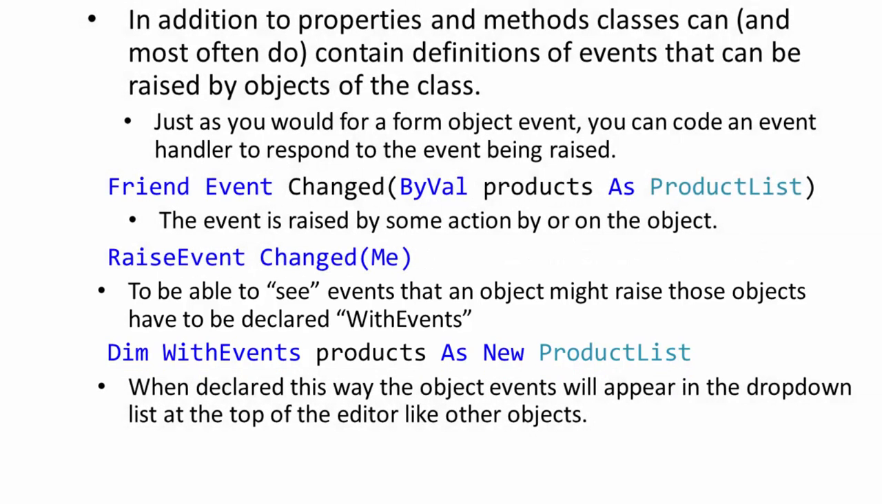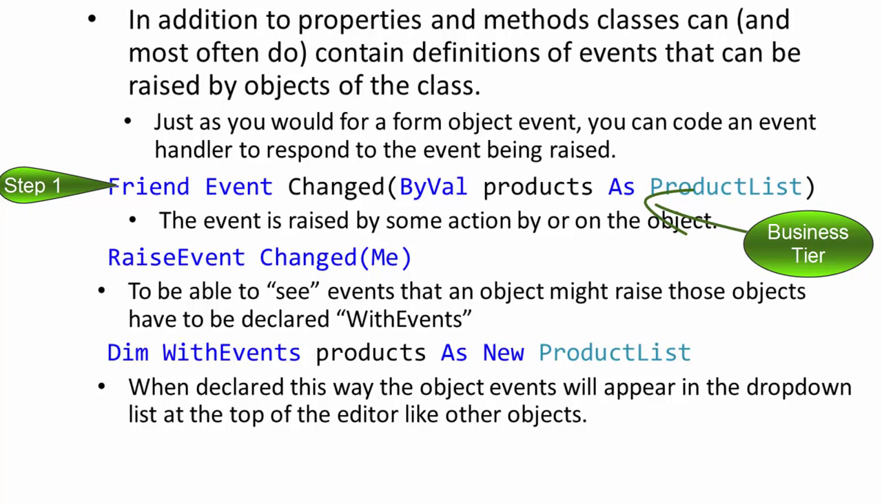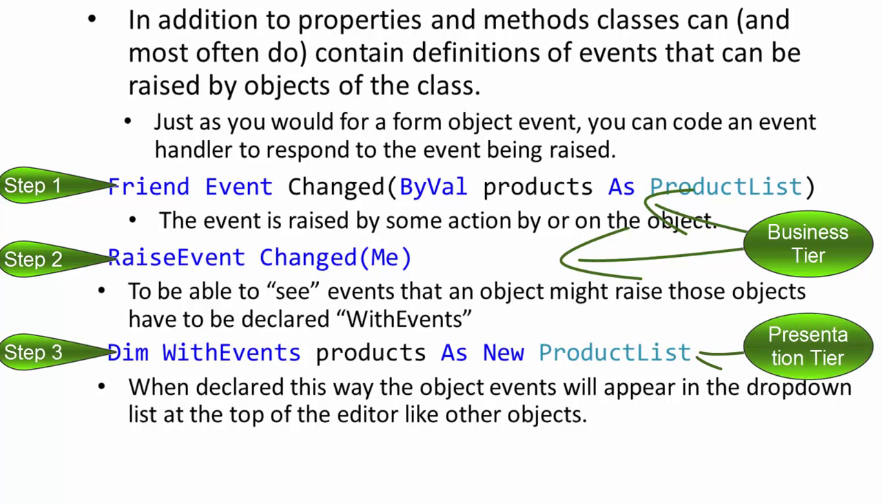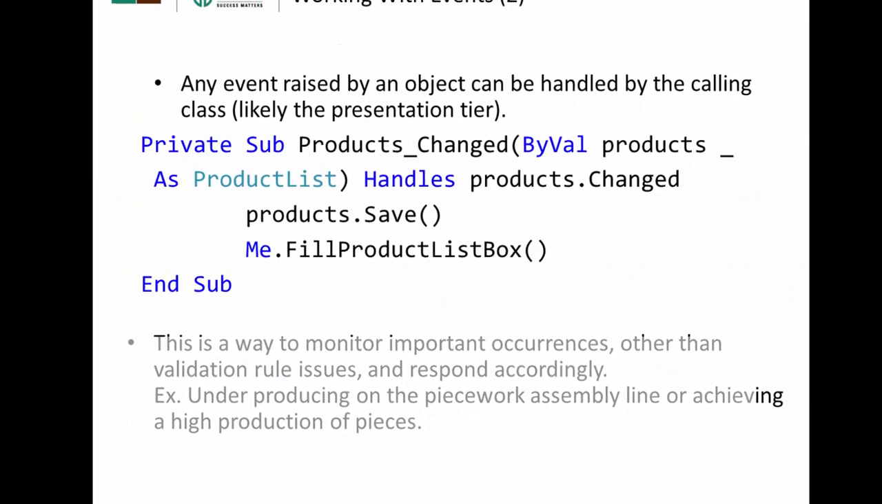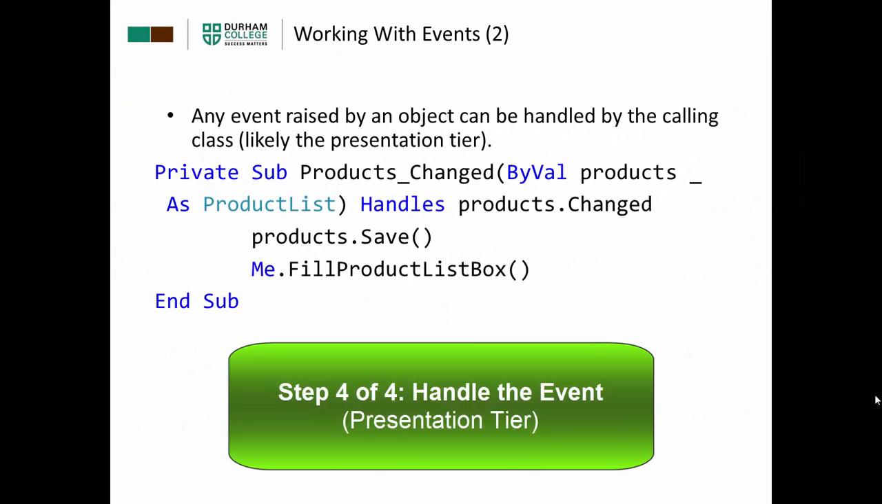If you like the idea of thinking of this as a 4-step process, we've got the event being declared. This is happening at the business logic level. We've got the event being raised, also happening at the business logic level. You've got the object being declared as with events. This would be happening at the presentation tier. And then the final step is here. This is the actual event handler.